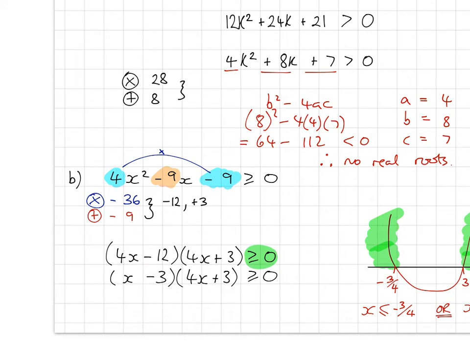This one cancels down, they're both divisible by 3, but this one isn't, okay? Now I know the first one isn't done properly because 4x times 4x is 16x squared, and I had 4x squared, so I knew one of them must cancel.